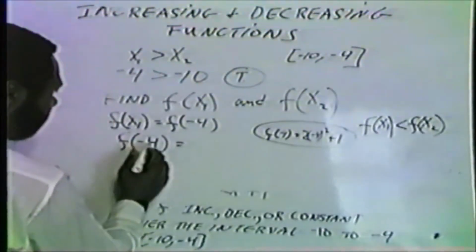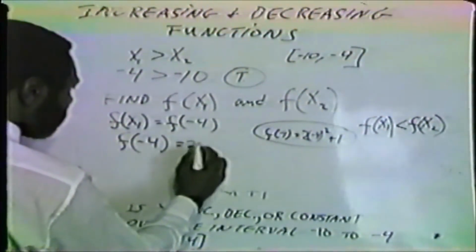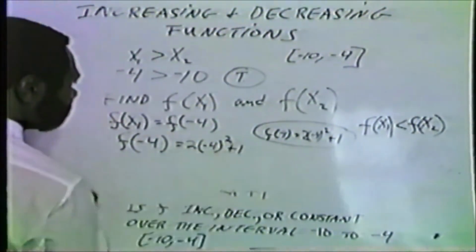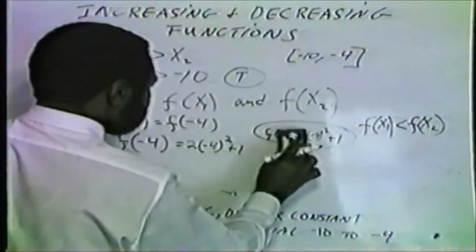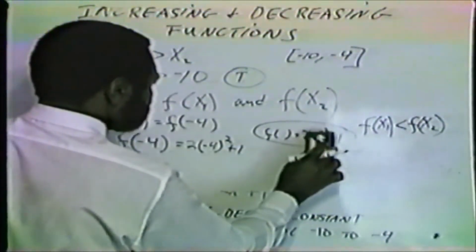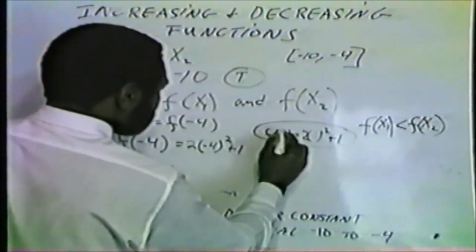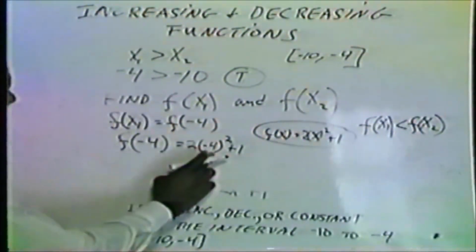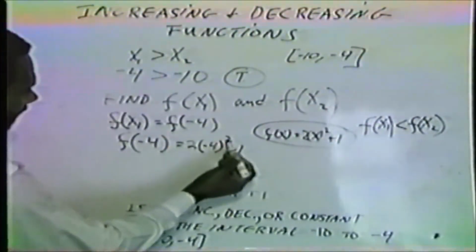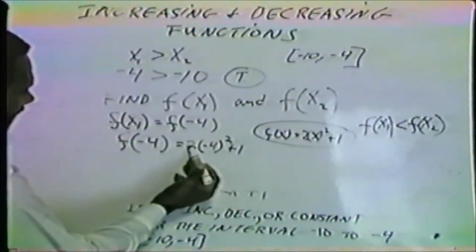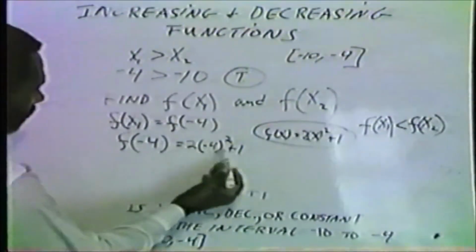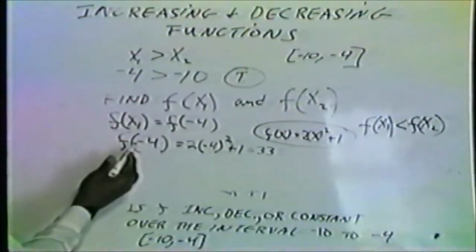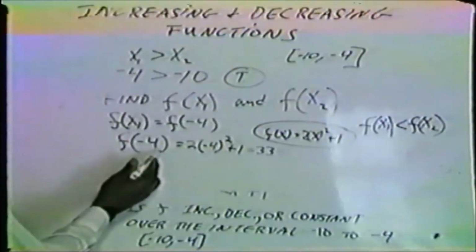So f of negative 4 is equal to 2 times negative 4 squared plus 1. Now we have to simplify this. Negative 4 squared would give us 16. 16 times 2 would give us 32, plus 1 would give us 33. This is what we get for f of negative 4.